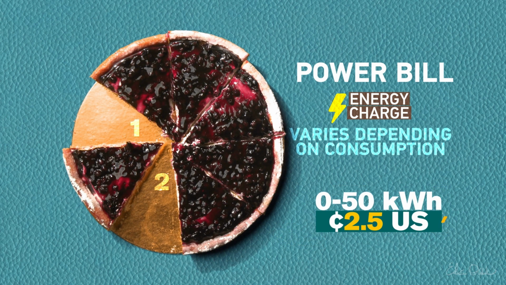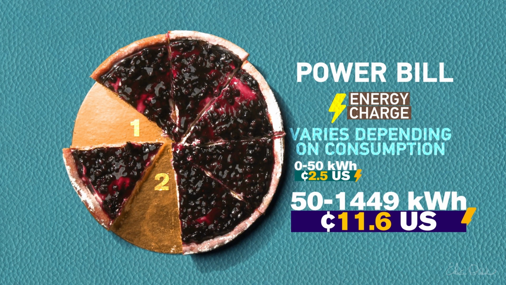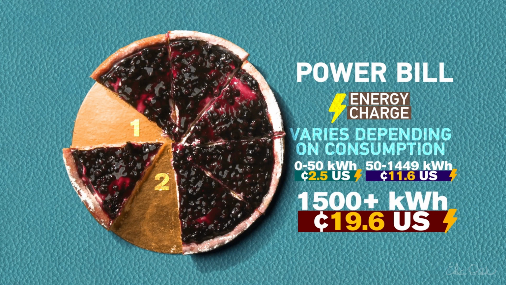The first 50 units just cost you 2.5 US cents each. The next 14.49, 11.6 US cents. Anything past that, nearly 20 cents a unit. So then, let's run the numbers on this one. If you consume, say, just 50 kilowatt hours of electricity, your energy charge is a fairly reasonable $1.25.